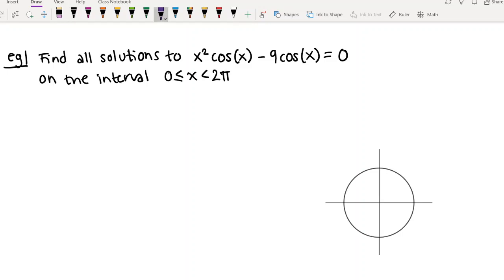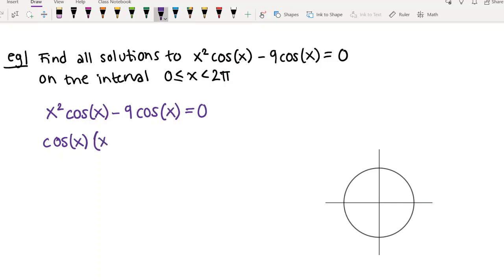Again, just like the last one, we want to look for common factors. What do these two things have in common? What can we factor out from both of them? We have x squared times cosine of x minus 9 times cosine of x is equal to 0. What can we factor out from both of these? Cosine of x. If we factor out cosine of x, we're left with x squared minus 9.